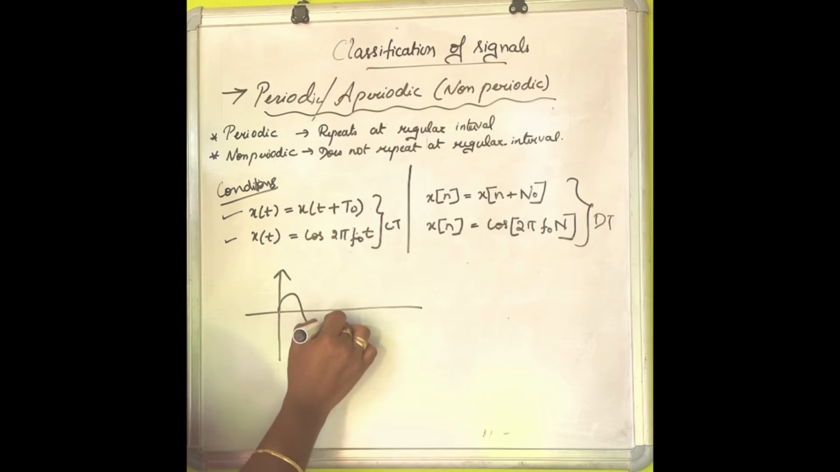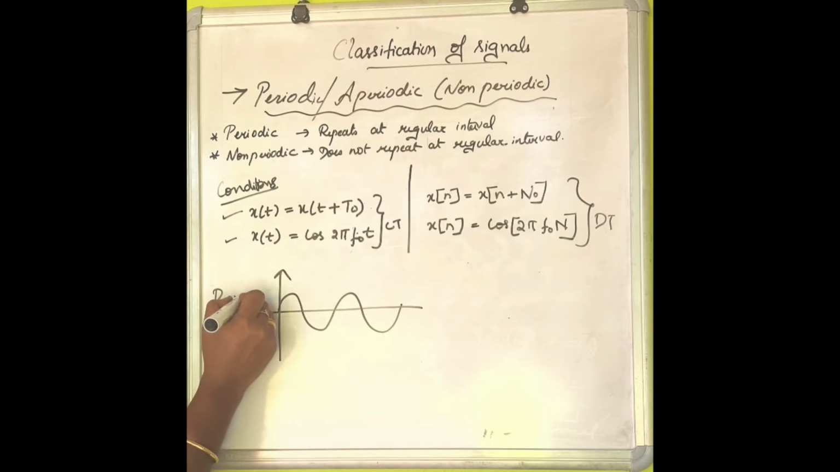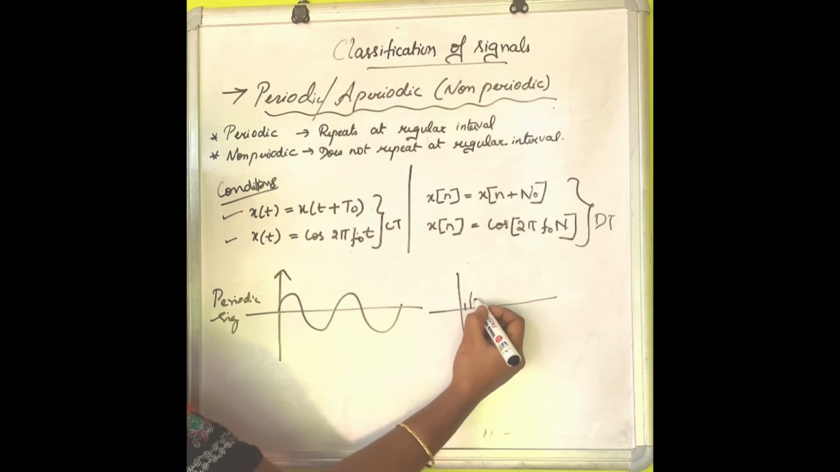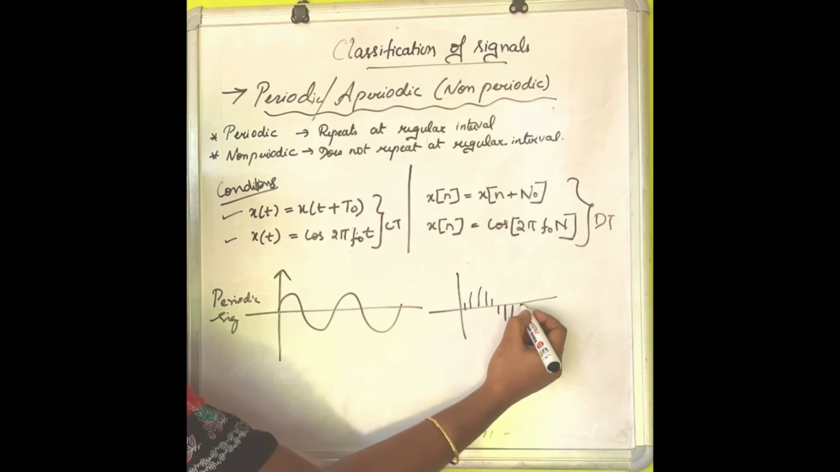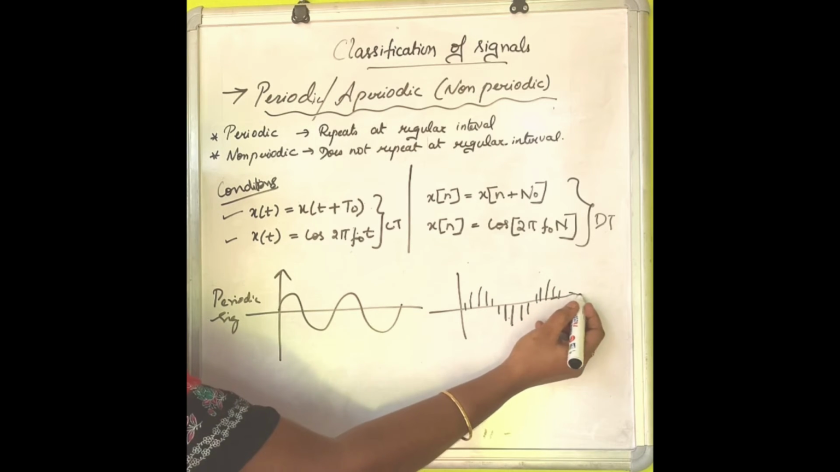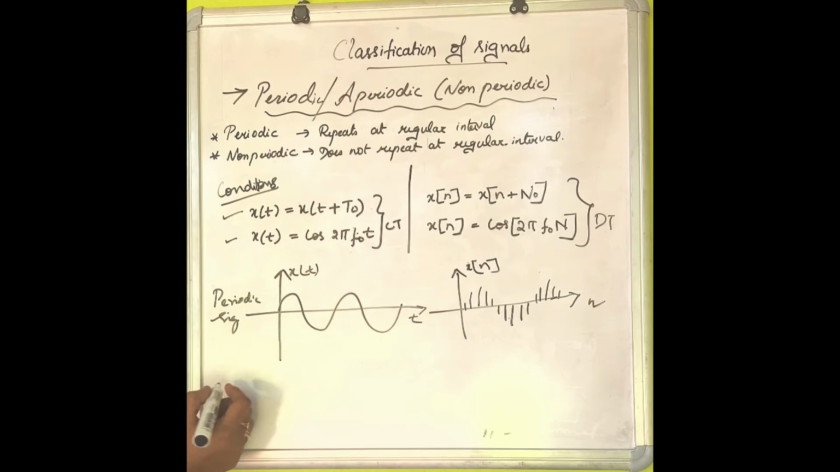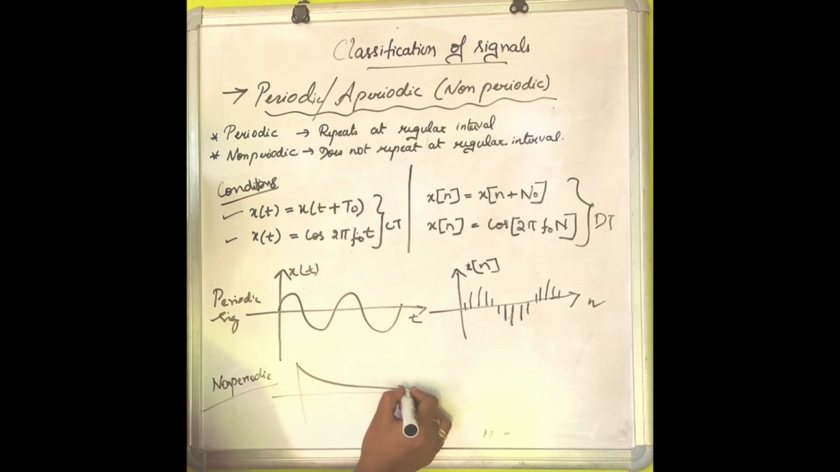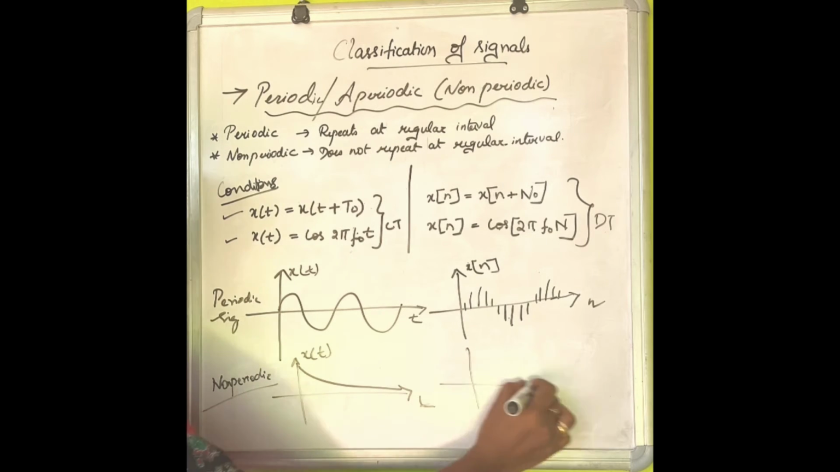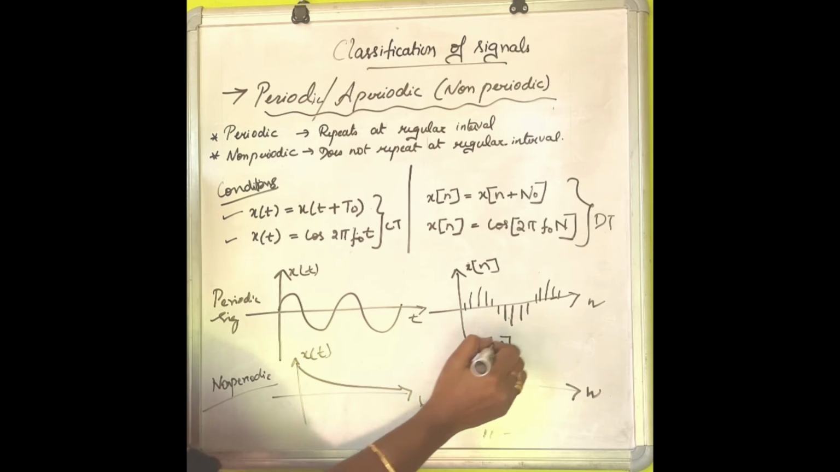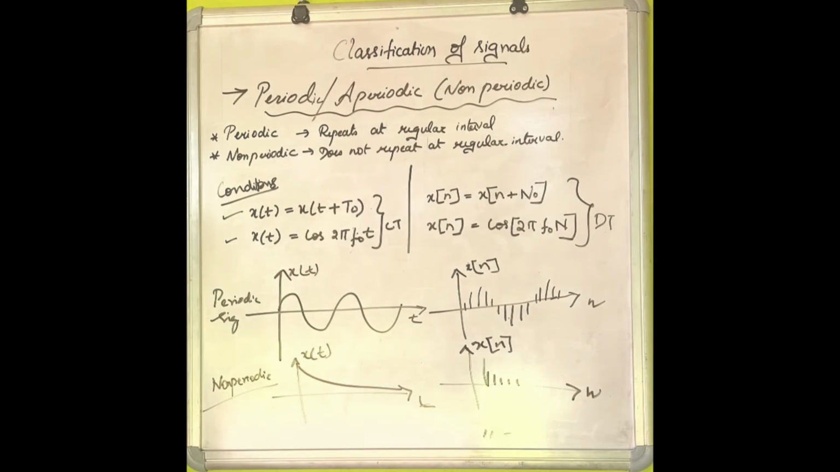This is a periodic signal for continuous time. This is a periodic signal for discrete time. Similarly, for non-periodic, the signal will be like this. This is for continuous and this is for discrete. Because as it says, it does not repeat at regular interval. So these are the explanations for periodic and non-periodic signal.